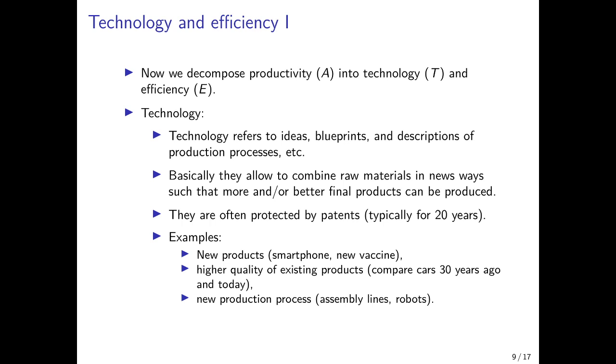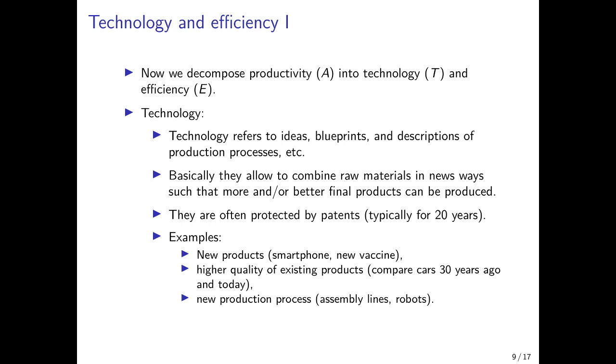Or technological progress could also take the form of a higher quality of existing products. So for example, if you compare cars from 30 years ago to today, then you will see that they are more secure actually for the passengers. They are typically more fuel efficient and of course much more convenient. You have all types of air conditioning and so on that you might not have had 30 years ago.